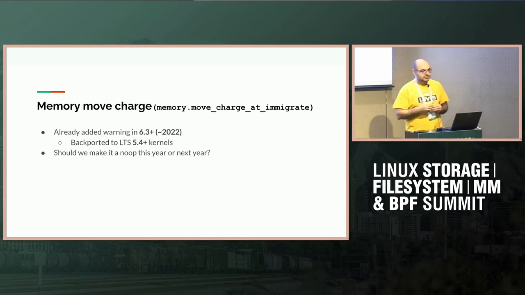The first one, move charge: we already added a warning in 2022 and backported it to LTS 5.4 plus kernels. The next question is when we should make it a no-op. This is the messiest one, because it's best effort, not reliable, and makes the code more complex, particularly the locking. I think all of us agree that we should deprecate it, and the main decision is at what time we should make it a NOP and do the cleanup.